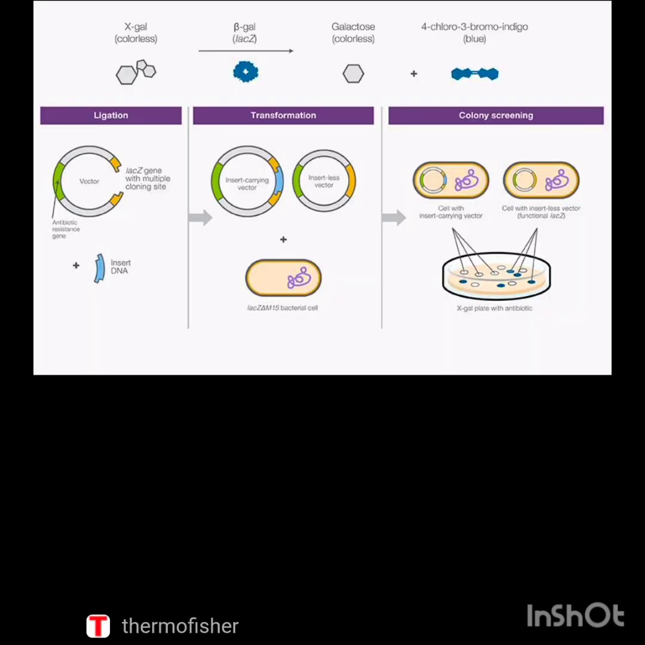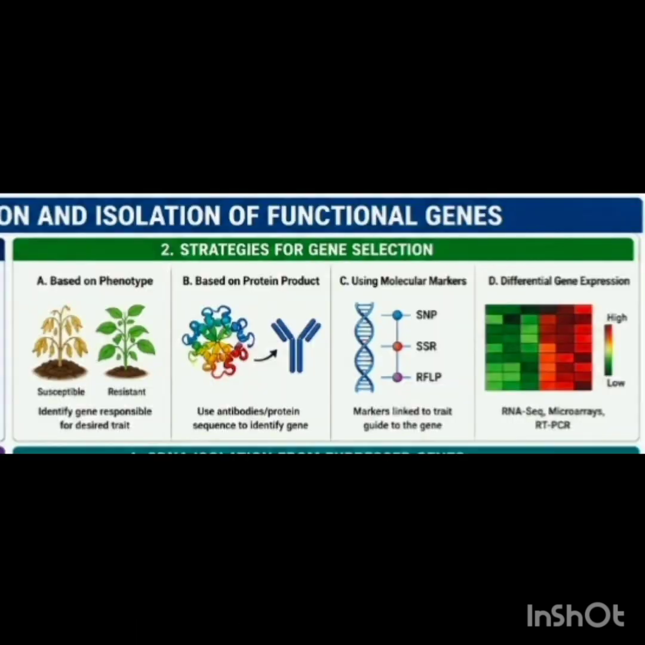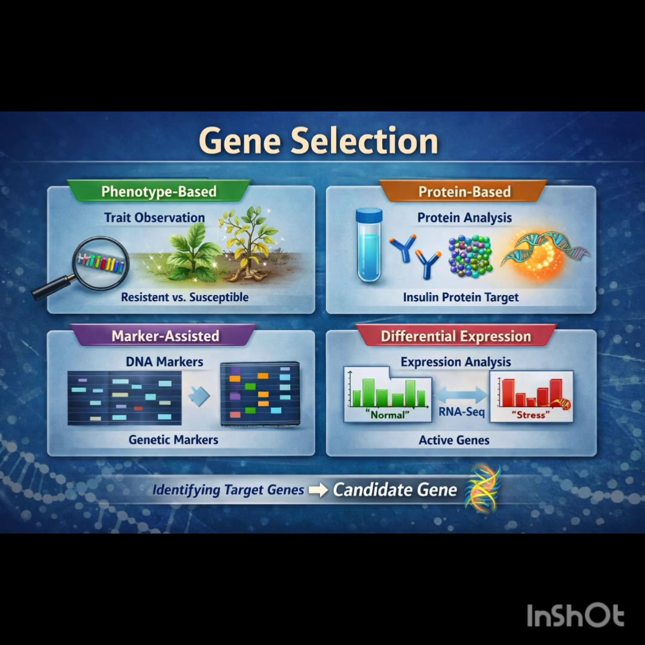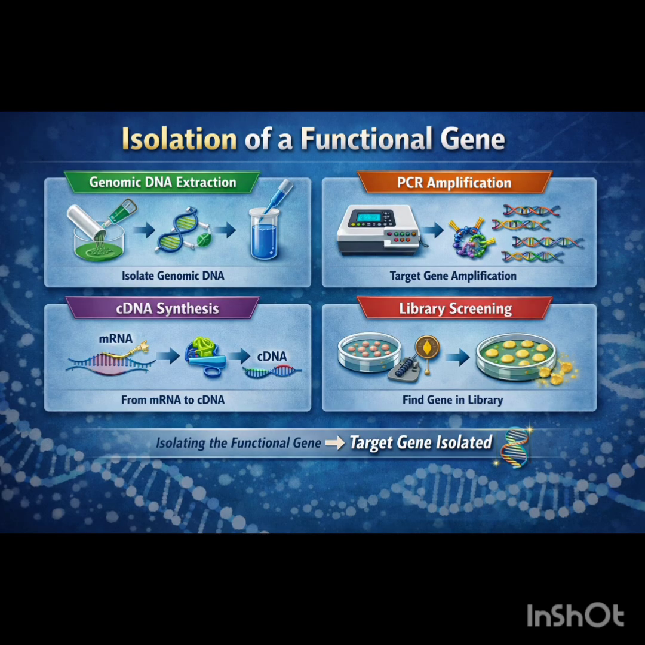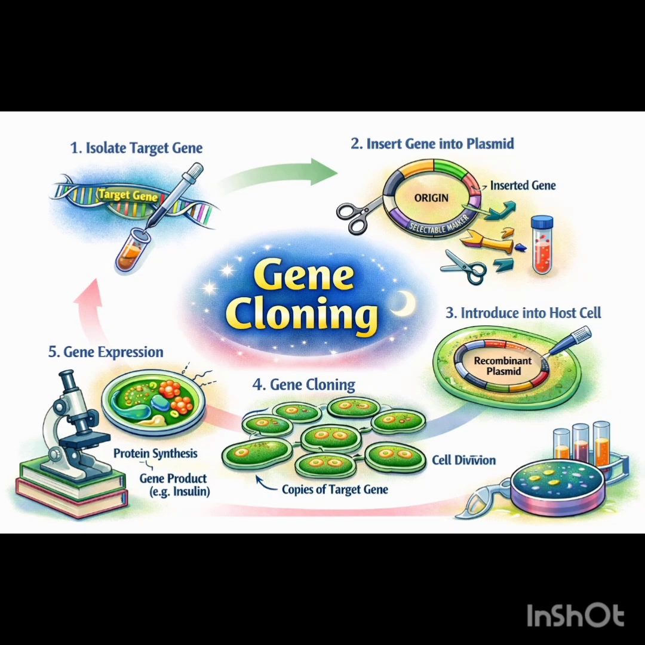The methods include gene expression analysis: RT-PCR, real-time PCR, northern blotting. These determine whether the gene is actively transcribed. Protein detection is by Western blotting and ELISA, which confirm protein production. In functional assays, the isolated gene is introduced into another organism. For example, a bacterial cell receiving the insulin gene begins producing insulin, confirming gene functionality.